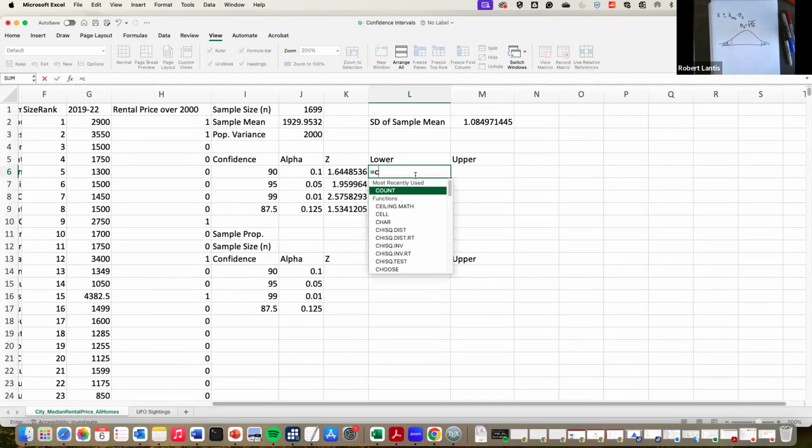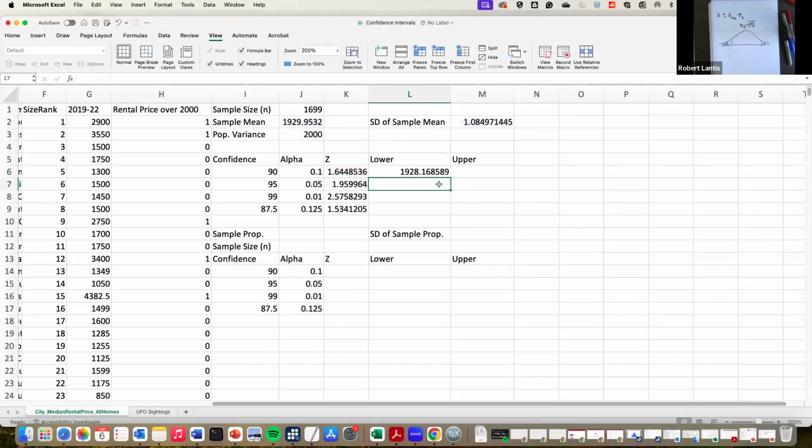So we take our sample mean, subtract our margin of error, which is just how many standard deviations away we want to go, times whatever the standard deviation is. Okay. So hit enter here. I get 1928.